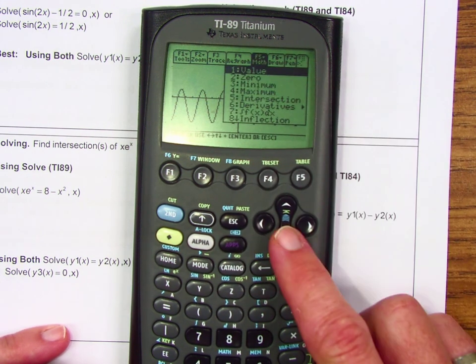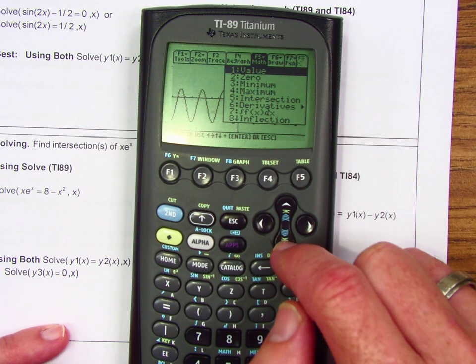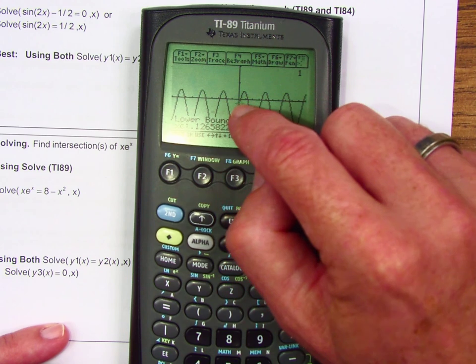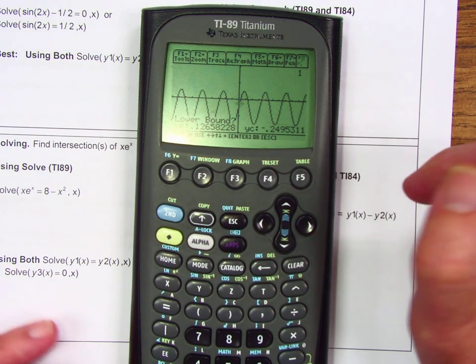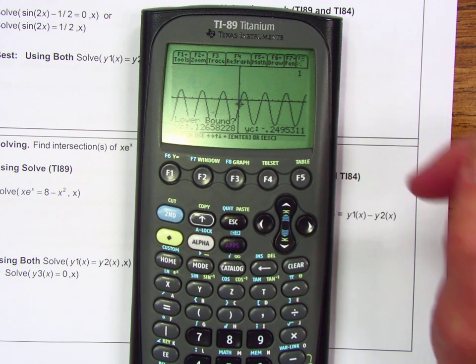In this case, I'm going to find the 0. You notice intersect is there also. So if you did them as y1 and y2, you'd have to do intersection. Okay, so I'm going to find where they equal 0, and you have to do lower bound. On an 84, it said left and right. Here it goes lower, which means left, and upper, which means right.